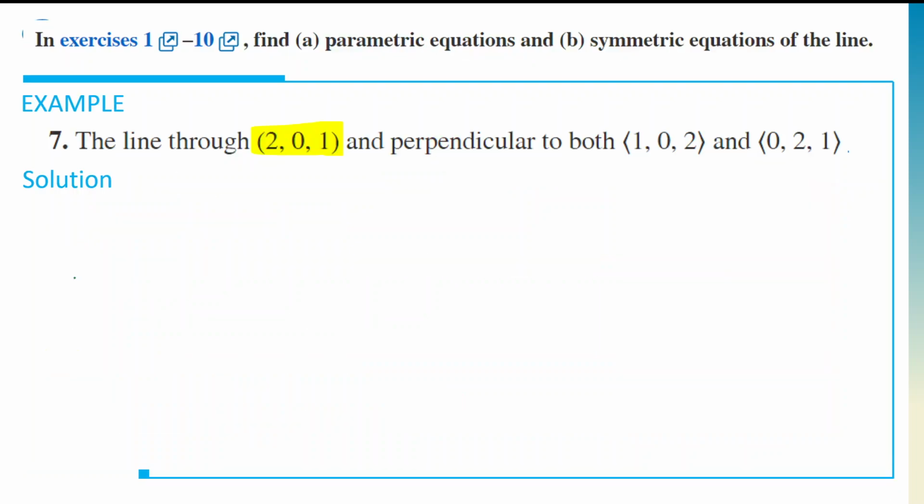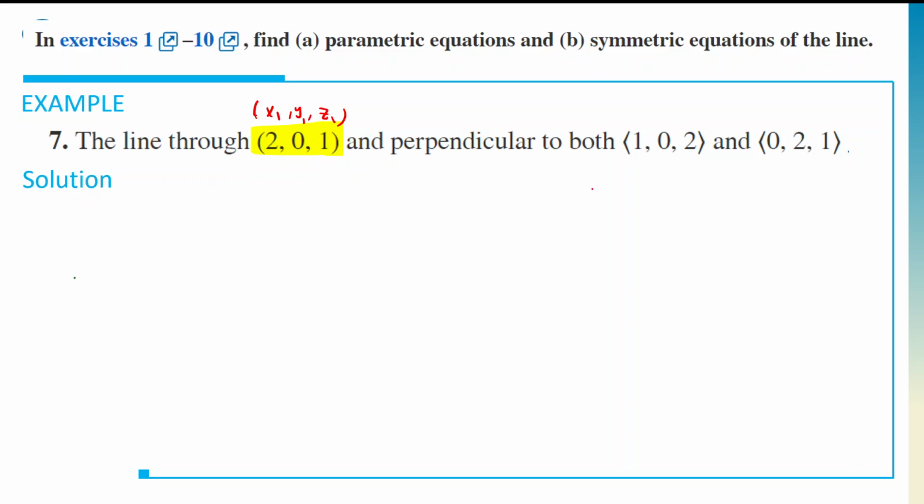Okay, see now the example. This is again from the recommended questions. We need to find, same thing, parametric and symmetric equations for the line passing through the point (2, 0, 1) and perpendicular to two vectors. And they give us the two vectors. These are like A and B. Now this is the point as x1, y1, z1. Okay, we have the point.